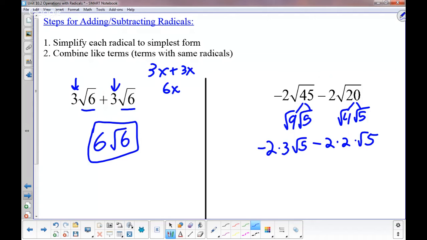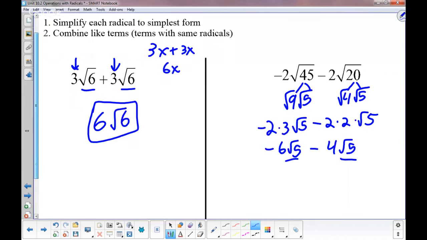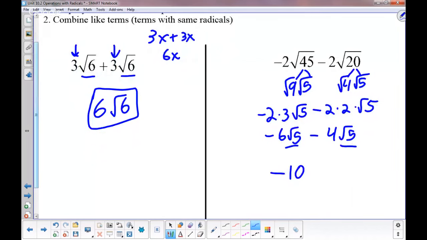All right, so then we get negative 2 times 3, that's negative 6 root 5, minus 2 times 2, which is 4 root 5. Well, now, hey, we got the same base again, same radical. So negative 6 minus 4 will give me negative 10. And square root of 5 again ends up on the back end. And there is my simplified answer, negative 10 root 5.